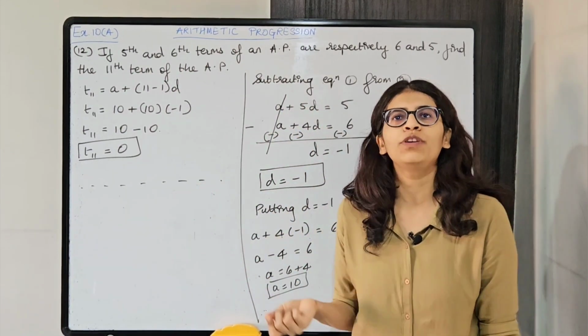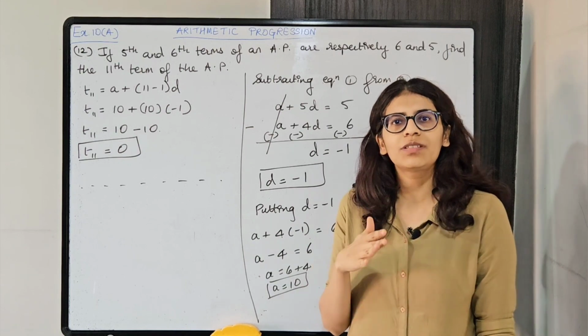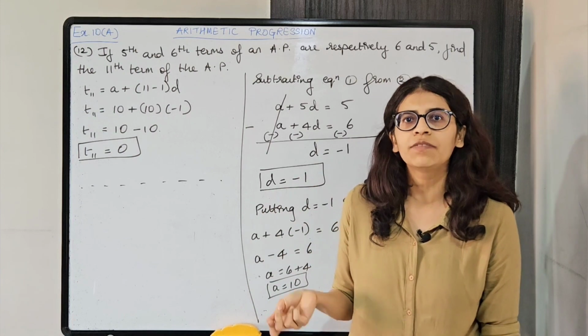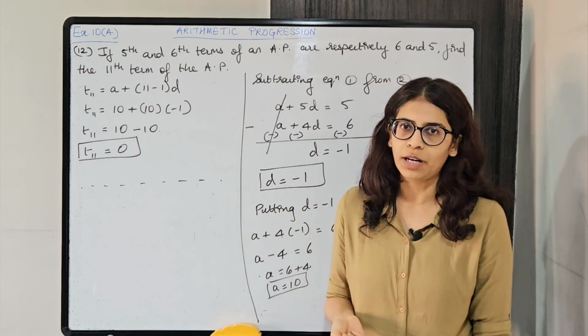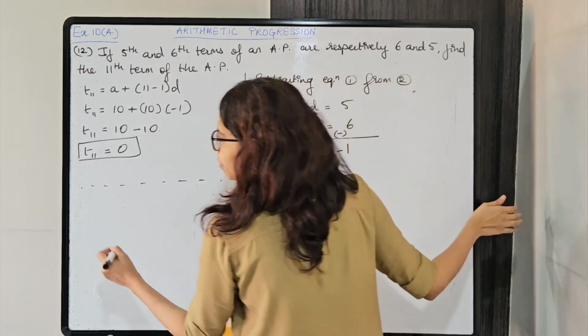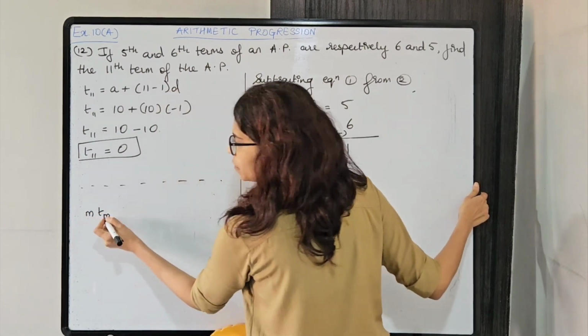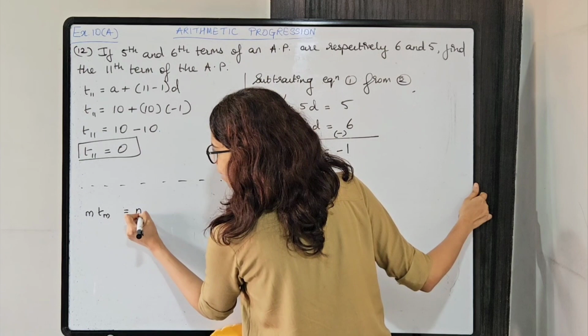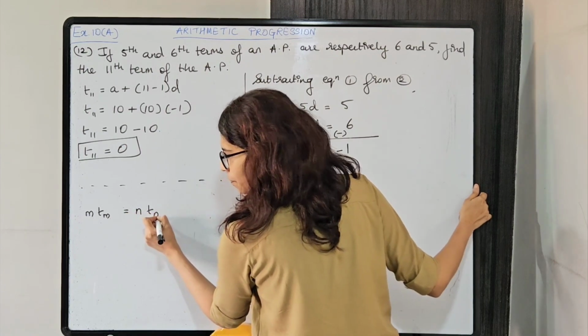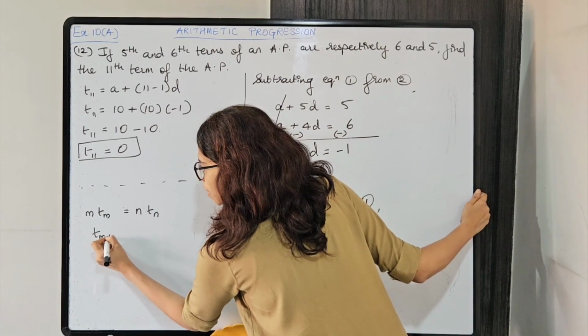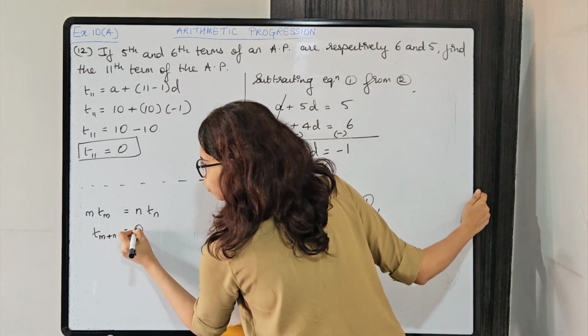Students, there is one more way of solving this sum, which is shorter and even easier, but you're supposed to know the property. Okay, we had done this property in introduction part. It is m times mth term, that is m times tm is equal to n times tn. Okay, then tm plus n is equal to 0.